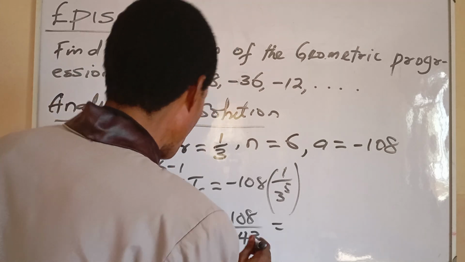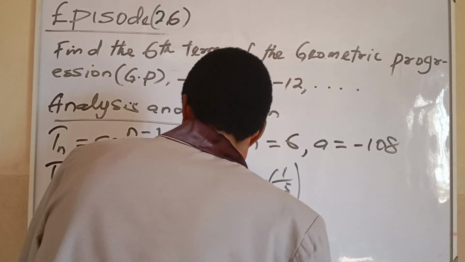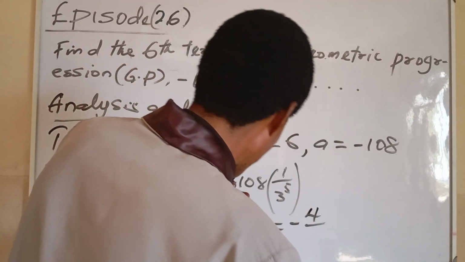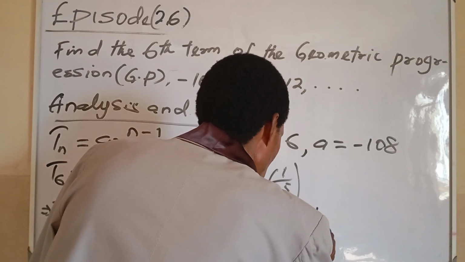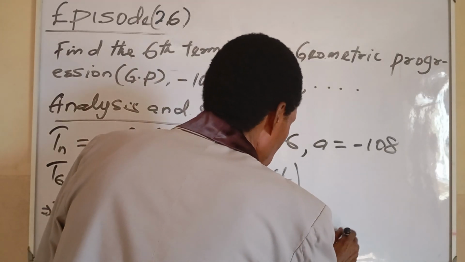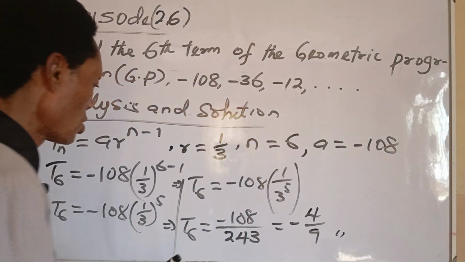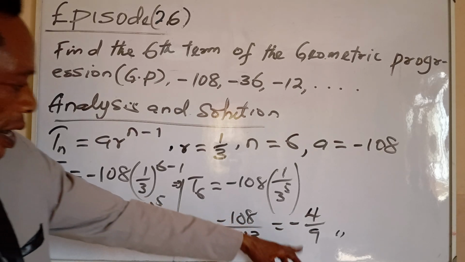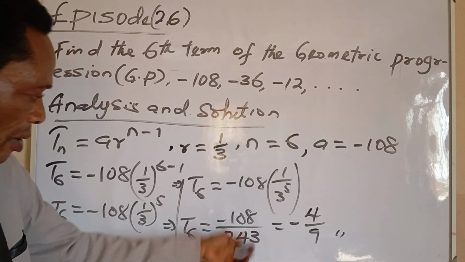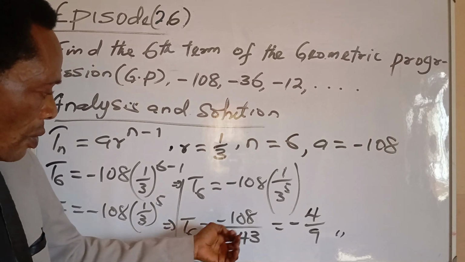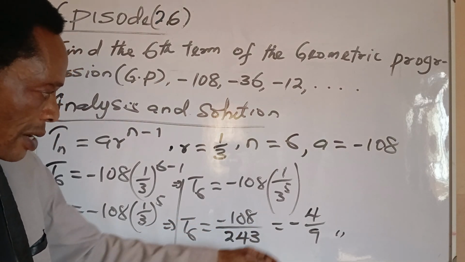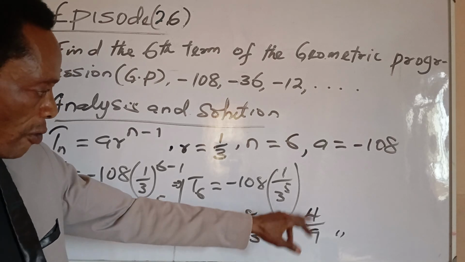So let's divide and see what we get there, which is 108 divided by 243. Now, what do we have? We discover that we have minus 4 all over 9. And this is the answer. So you discover that at the end, we are having negative 4 over 9, when we divide negative 108 by 243. So the final answer is negative 4 over 9.